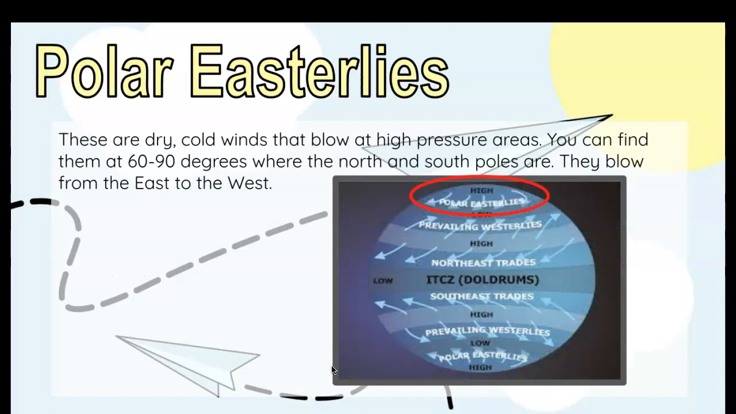So first are your polar easterlies. You can assume that these are at the poles, right? So at the very top and very bottom of Earth, your north and south poles, right? And these areas are going to be areas of dry, cold wind. We know our poles are cold, so we know these winds are going to be cold winds, and they're very dry winds. And they blow at high pressure areas. They are located at 60 to 90 degrees. So when you're looking at latitude, 60 to 90 degrees is where you can find your polar easterlies, okay? And the name of the wind is where they blow from. So if it's an easterly, it blows from the east to the west.